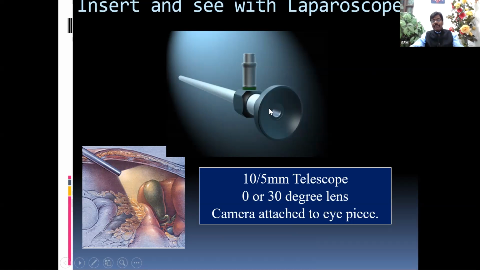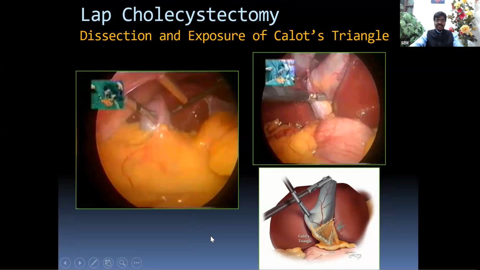If you attach a camera to this eyepiece, the image is taken into the processor and put on the monitor, a high definition monitor or a 4K monitor. And how are you able to illuminate the peritoneal cavity, to throw a light? There is a side port here. Here you put a light cable and attach what we call a xenon light. Xenon is a white light as good as sunlight. So you put the xenon light, you put the camera here, and you watch the whole procedure like this.